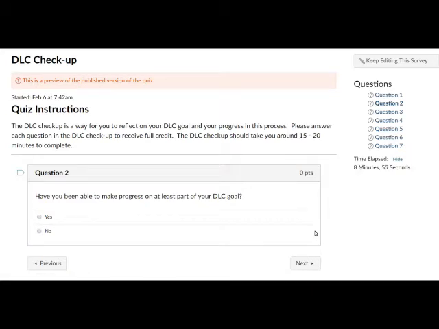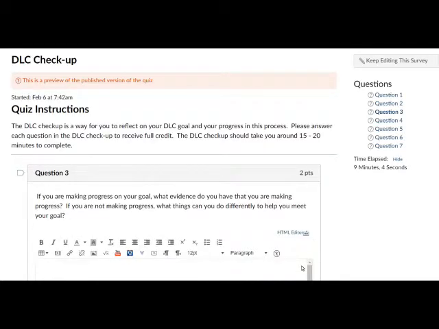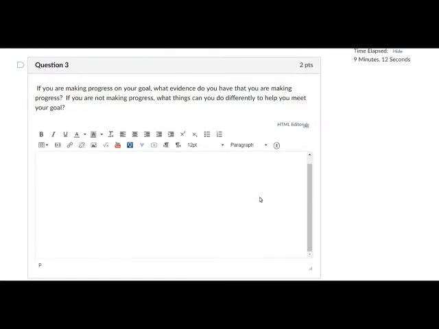And then the next question, have you been able to make progress on at least part of your DLC goal? Then we get into some real reflection pieces with these questions, and there are 5 of these. So question 3 asks you if you are making progress on your goal. What evidence do you have that you are making progress? And then the flip side of that, if you're not making progress, what things can you do differently to help you meet your goal? So this is all about, how do you know that you're either meeting your goal or you're not meeting your goal?